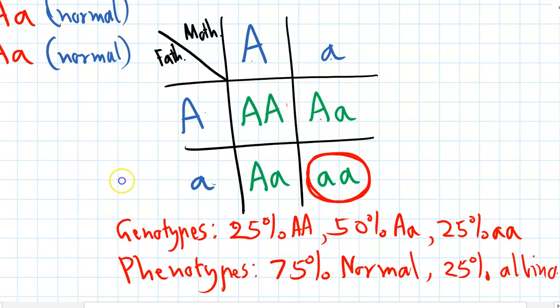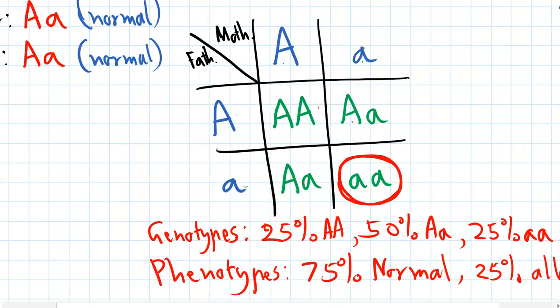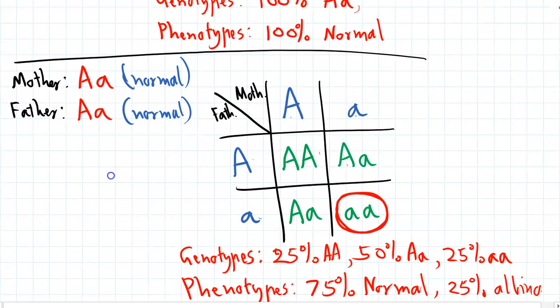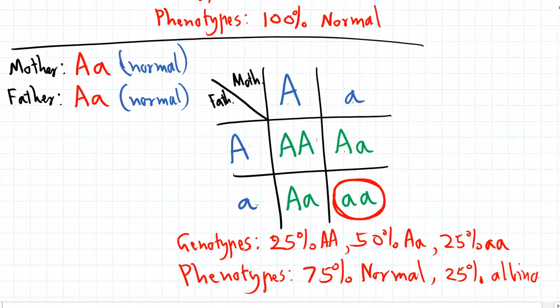So there is a way that 2 normal people can have an albino child if they're both carriers. Okay, so you can see here Punnett squares can be used for any combination of genotypes in the parents, and they'll help us to predict what possible genotypes and phenotypes their children are going to have.